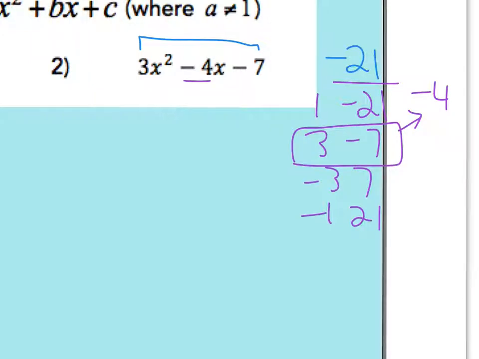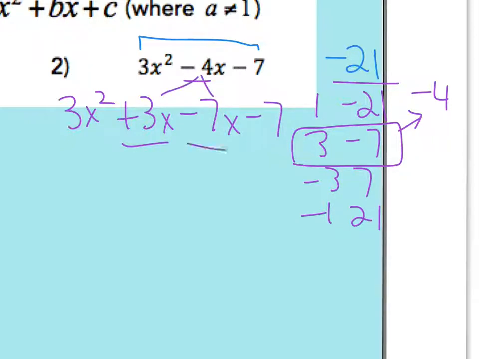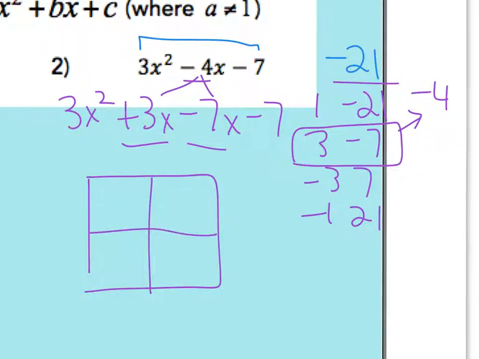So what I'm going to do is rewrite this as 3x squared, now plus 3x minus 7x minus 7. I did that because positive 3 minus 7 gives me negative 4. If you're not comfortable with parentheses, with grouping, this is another way to do it.